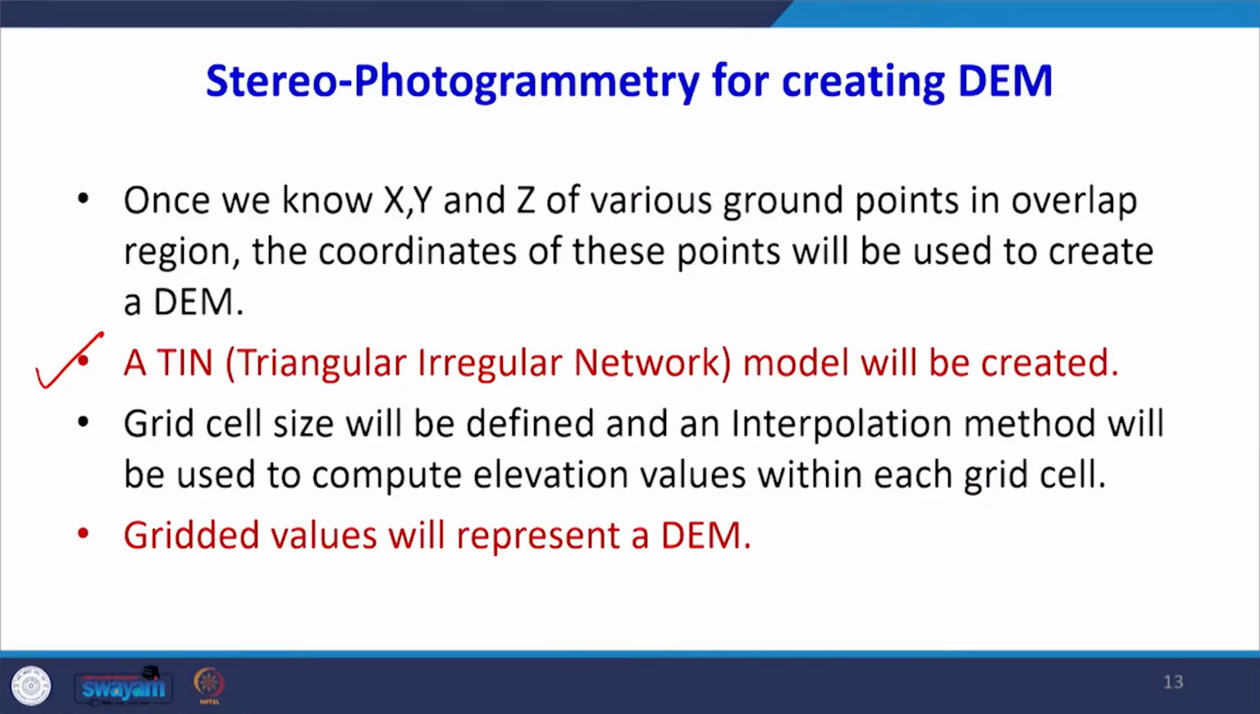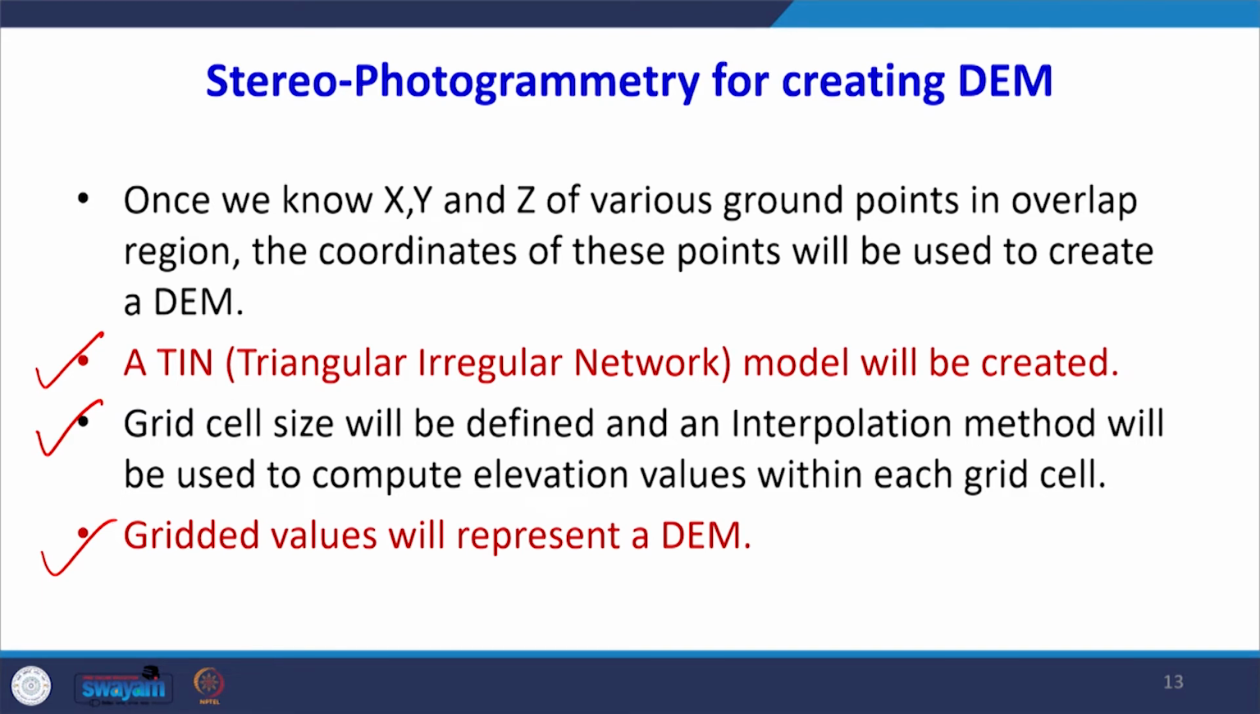My next step would be that a grid cell size will be defined. I divide my area into grid cells, and within each grid cell the value will be interpolated. There are various interpolation methods available, and we use those methods to interpolate the values which are not available within that grid. So using a few values through which we have made a TIN, we divide the whole area into grid cells and then compute the elevation value within each grid cell. Once I have the gridded values representing the elevation as well as the coordinates, because it has the lines and the columns, each grid will have 3-dimensional coordinates. I can use these 3-dimensional coordinates to create a digital elevation model of the area.